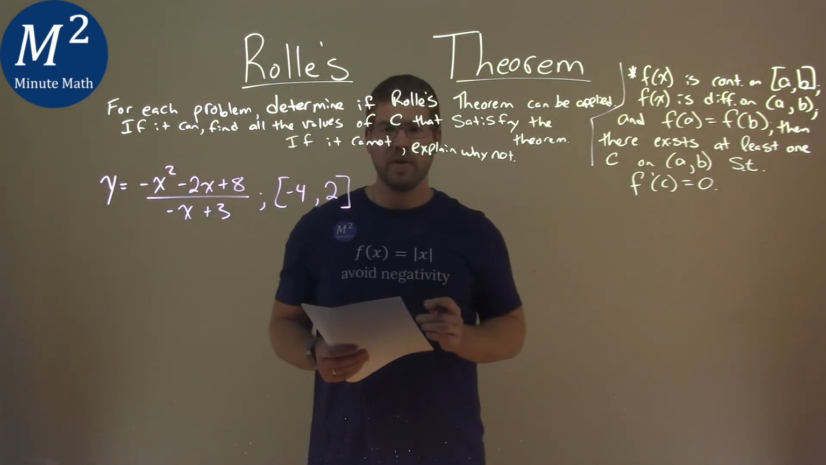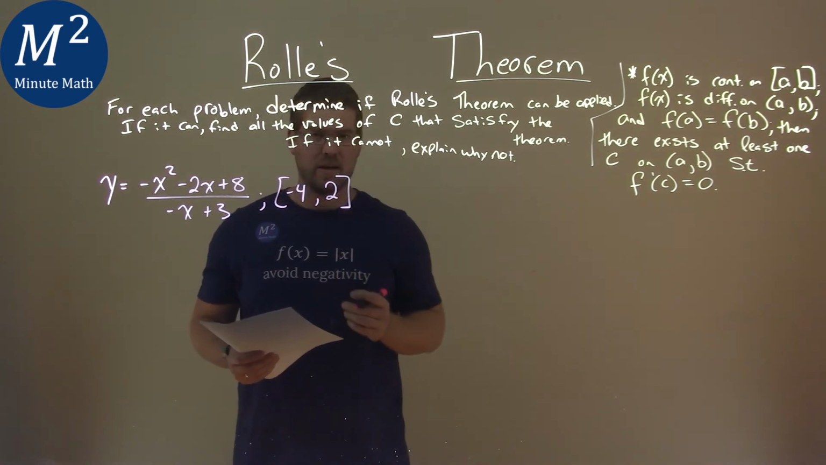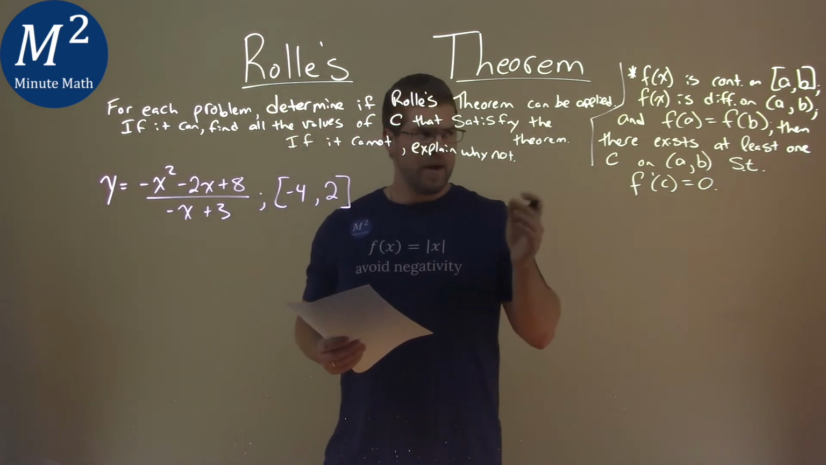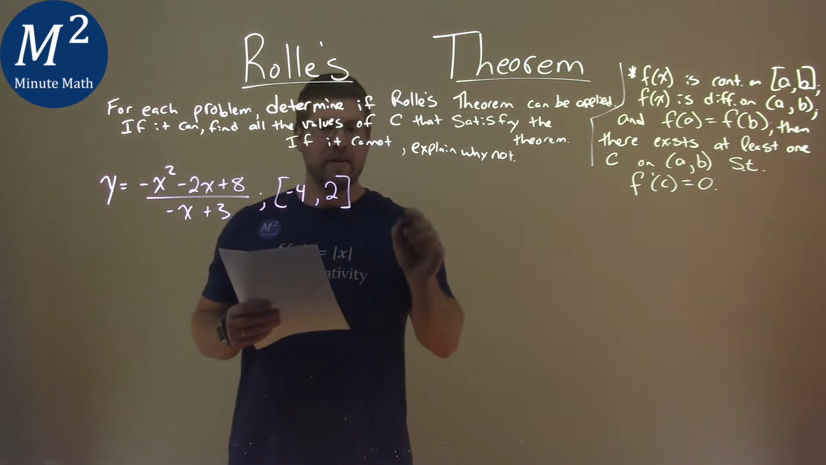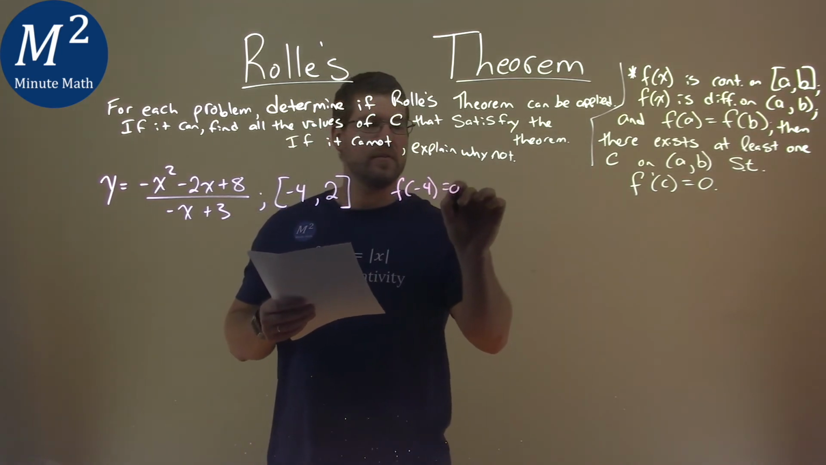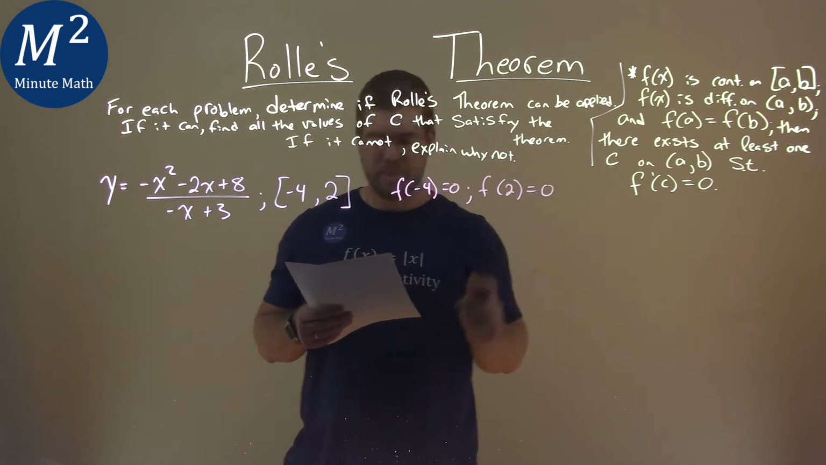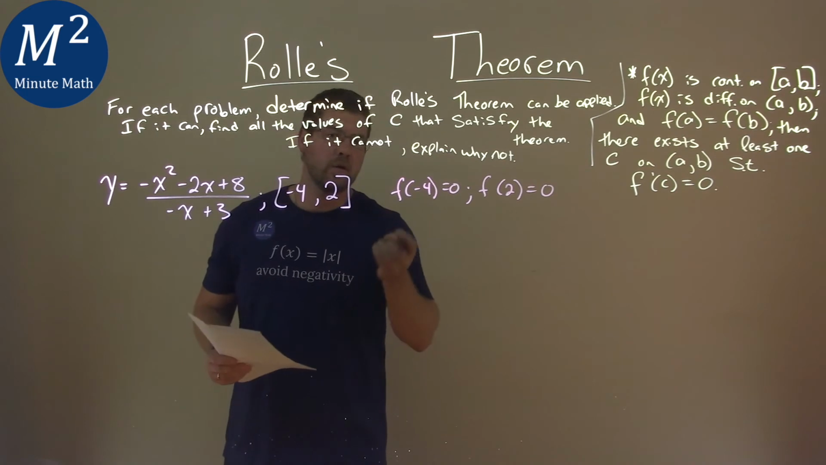Same reason for where it's differentiable. We're fine there unless it's positive 3, but it's outside of our interval, so we're good. What about f of a equal to f of b? I found those values for you, and f of negative 4 is equal to 0, and f of positive 2 is also equal to 0. So now we can apply Rolle's theorem.